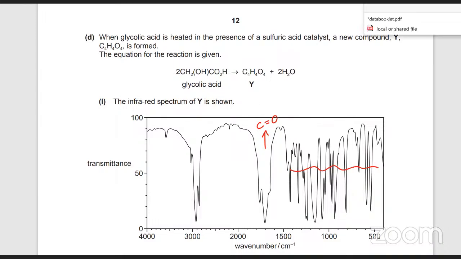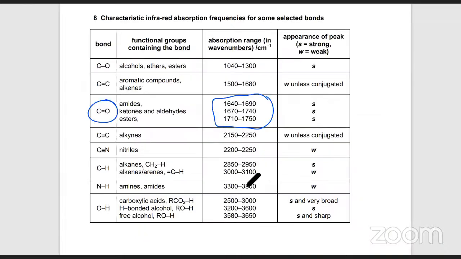If you look at the data booklet, around 3000 you can have an OH, but a carboxylic acid OH is going to have a strong and very broad absorption. This is not happening over here. You don't have a very broad absorption. And then you have an alcohol OH. The alcohol OH has an absorption around 3200, above 3000, right? So that's also not happening. So it's definitely not an OH.